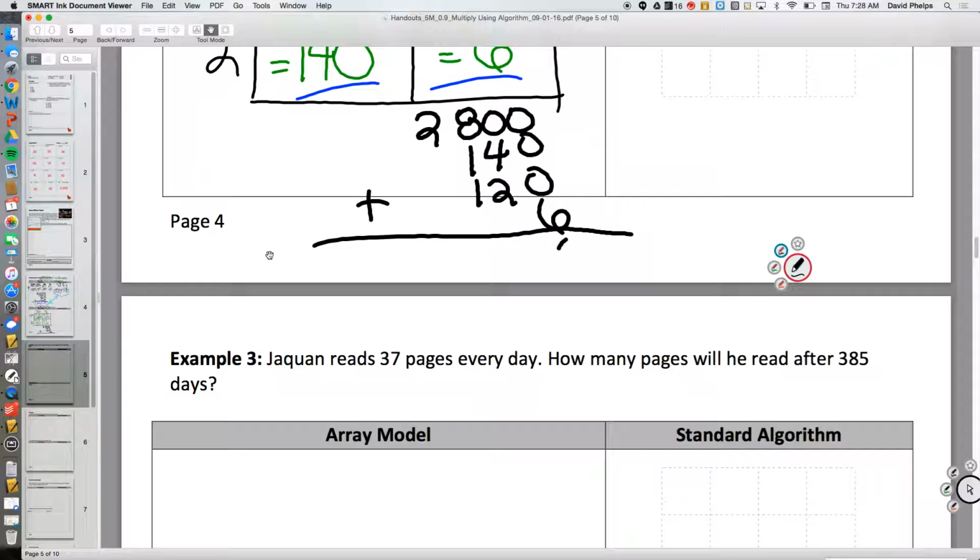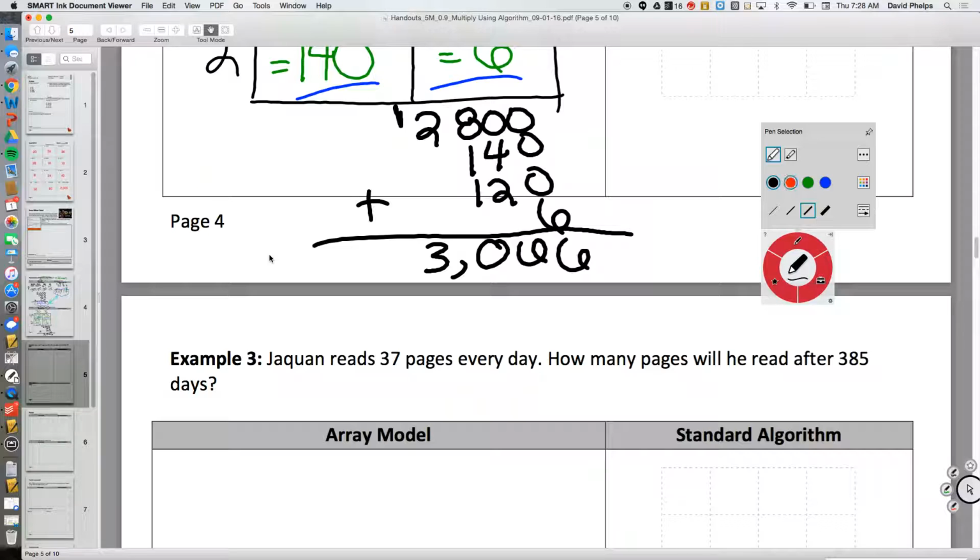In my ones place, that gives me 6. In my tens place, 4 plus 2 is 6. Hundreds place, 8 plus 1 is 10. Put a 0, regroup the 1. 1 plus 2 is 3, comma gives me 3,066 with a red bubbly thing.